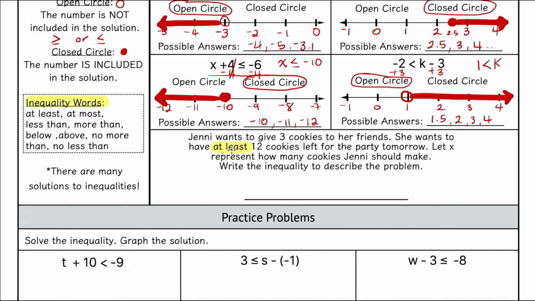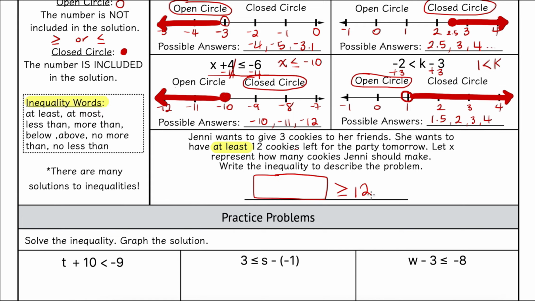So she wants to have at least, meaning she wants to have 12 cookies or more, right? So she wants to have 12 or more cookies left for the party tomorrow. Let X represent how many cookies Jenny should make. So Jenny wants to have 12 cookies or more, or at least 12 cookies. However many cookies she makes, after giving some away to her friends, she wants to have at least 12 cookies, so 12 or more.